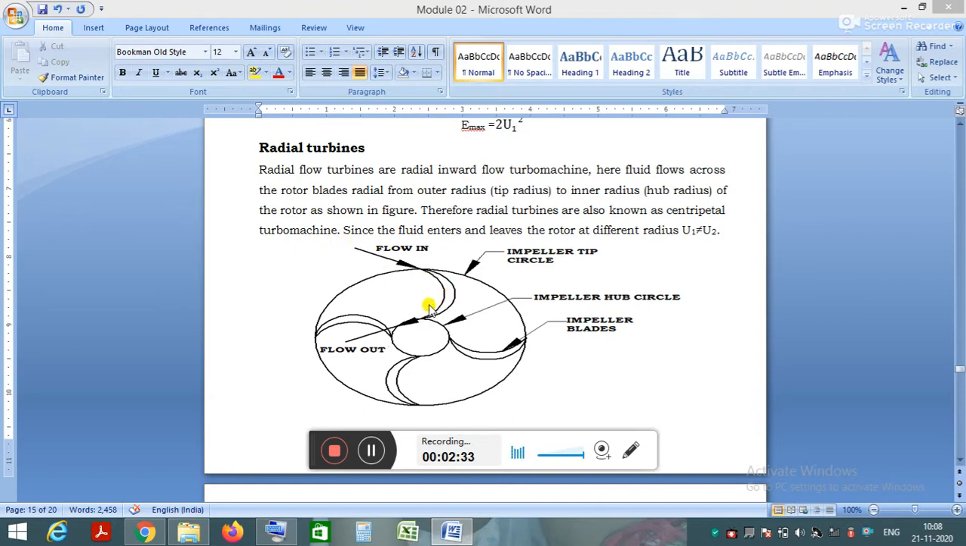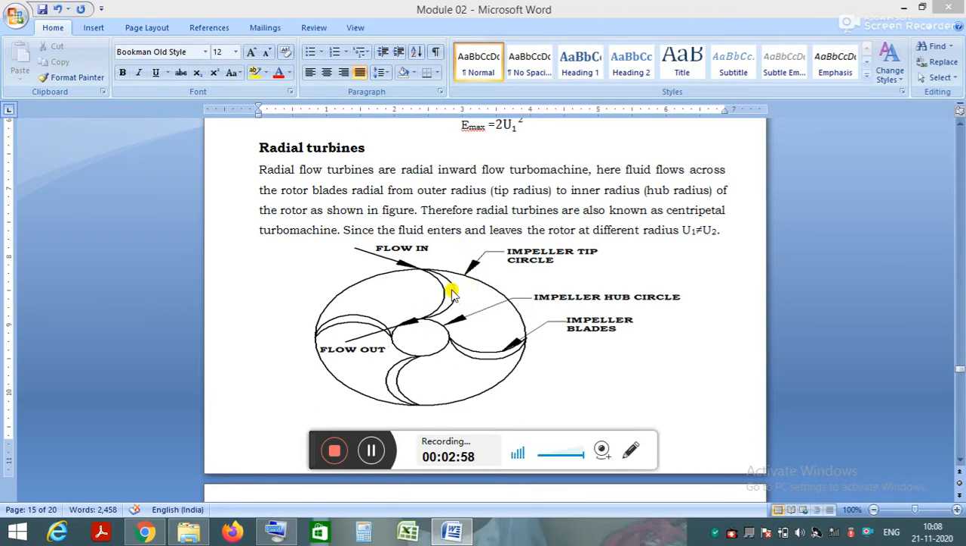What happens in the case of axial turbo machines? The fluid flows parallel to the axis of rotation, and the blade velocity U remains constant. Therefore, we considered U1 equals U2. But in radial turbines, the fluid enters at the tip and moves towards the center.